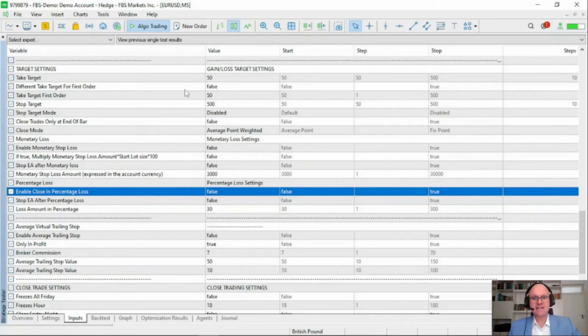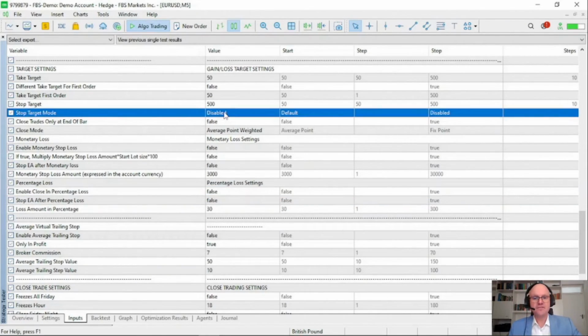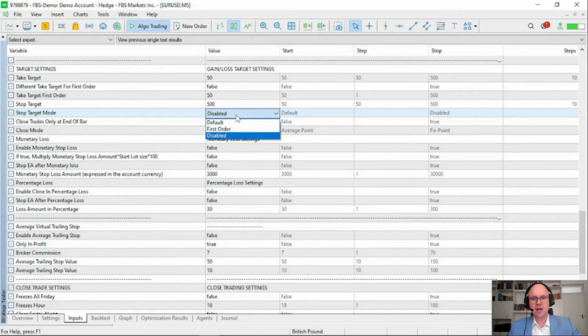Now, Dark Venus has three different options when it comes to stop loss. The first one is in points. We have three options that we already looked at. Then you also have a set monetary amount that you can use, where you set a specific dollar amount where you want the expert advisor to stop trading. And then lastly, we have our percentage stop loss, which changes as your balance grows, which is the one that I like to use most often.